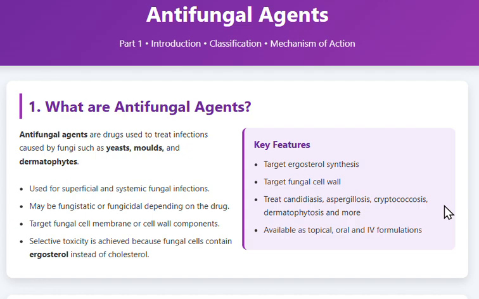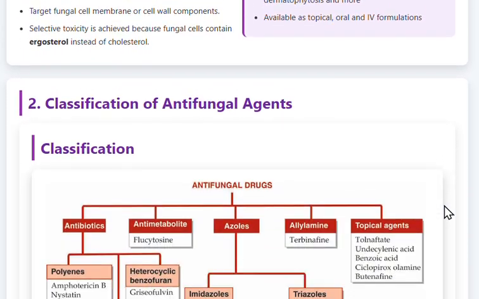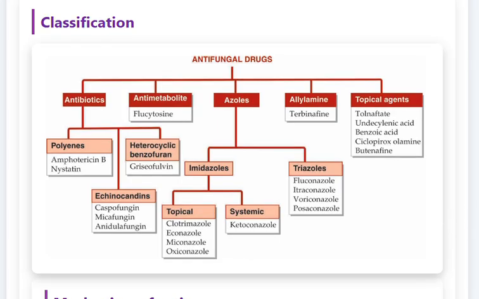Now, let's move to the classification. This is a very important 5-mark question for JNTU examinations. Antifungal drugs are classified into 6 major groups. Let's discuss each one. Polyenes. The first class is polyenes. Examples include amphotericin B, nystatin, and natamycin. Among these, amphotericin B is considered the gold standard drug for severe systemic fungal infections, whereas nystatin is mainly used for oral candidiasis and topical fungal infections.